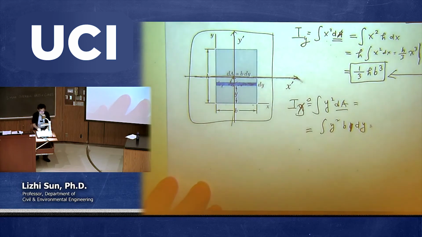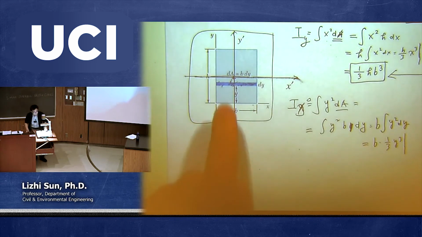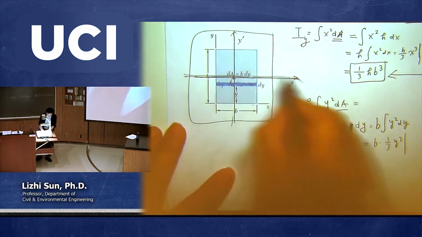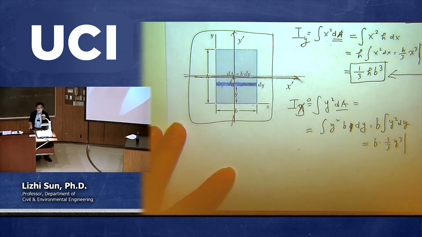So nothing changed. And b is constant, we put b outside, and still y squared dA, nothing different. And b times 1/3 y cubed, lower bound, upper bound. But now, because of a different coordinate system, the lower bound and upper bound are changed. Nothing else is changed yet, right? Only the lower bound and upper bound changed. Now this time, this is the x and this is the y, then what's the minimum y? This is the lower bound. That's going to be negative half h. What is the upper bound? This is the upper bound, which is a positive half h.